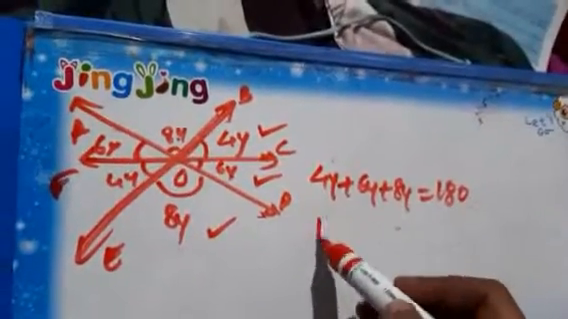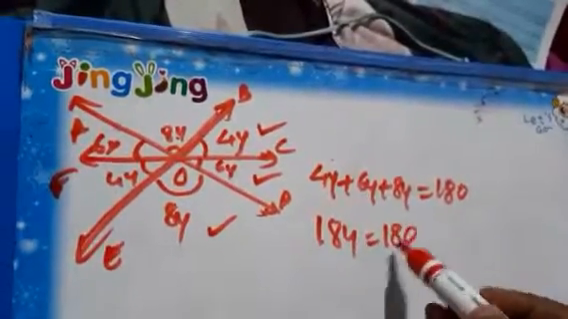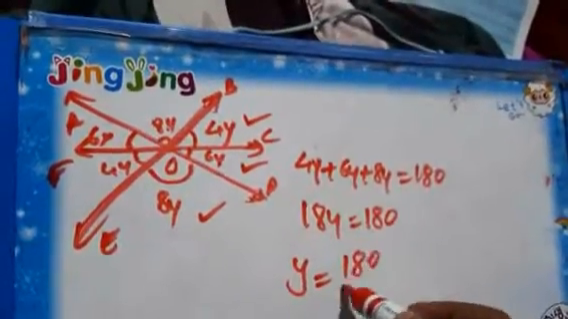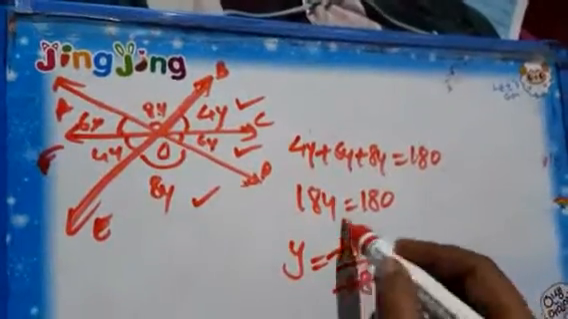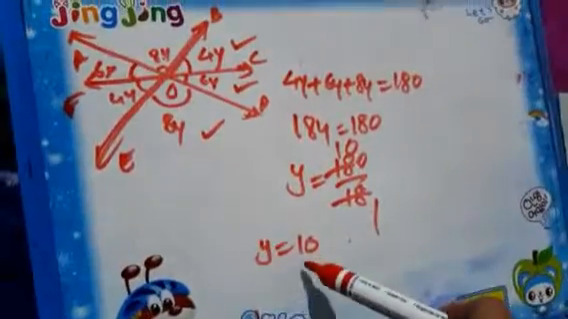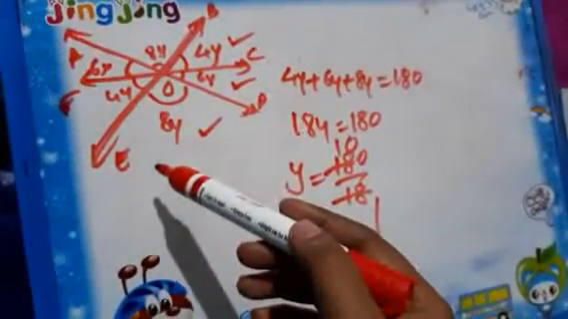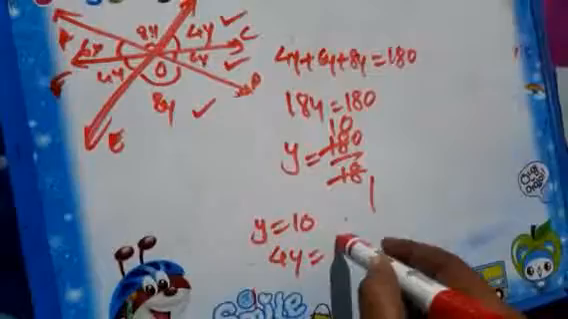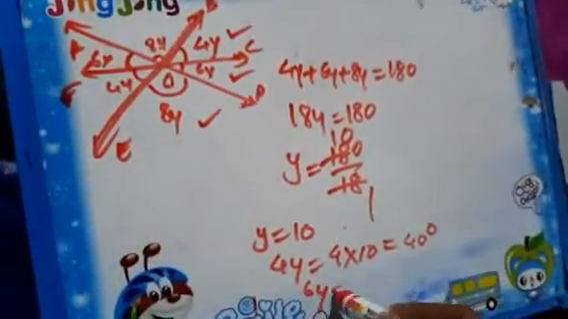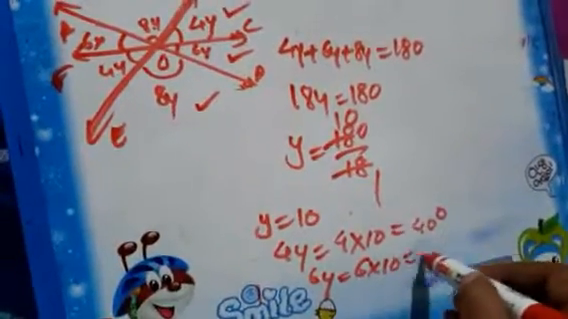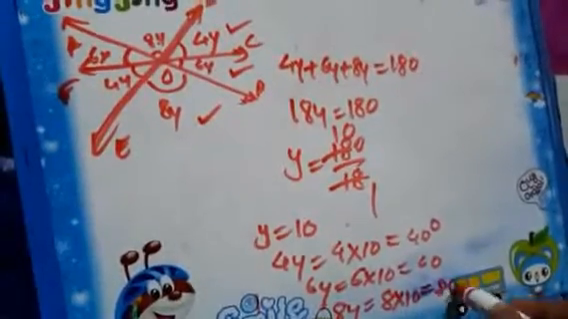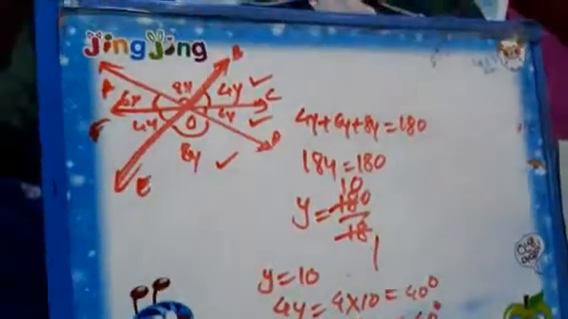So it will be 18y is equal to 180 degree. So 18 we will send this side. y will be equal to 180 divided by 18. So it will be 18 ones are 18, 0. y is equal to 10. Now we will put this value of y in each angle. So 4y angle will be 4 into 10, 40 degree. Then 6y's angle 6 into 10, 60 degree. And 8y's angle 8 into 10, 80 degrees. So in this way you can calculate this.